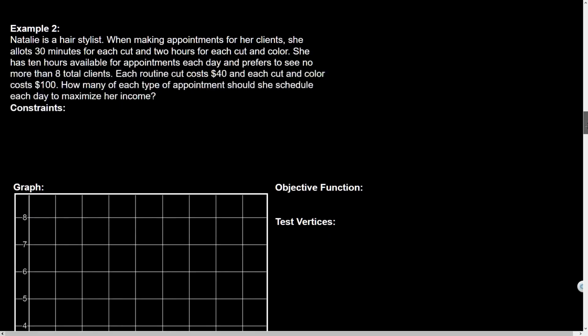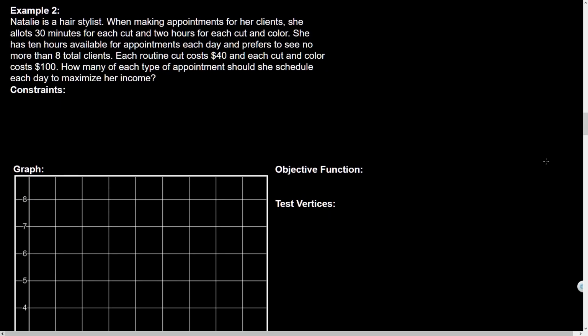So let's keep going. Here's a couple more examples. Let's see. Natalie is a hairstylist. When making appointments for her clients, she allots 30 minutes for each cut and 2 hours for each cut and color. She has 10 hours available for appointments per day and prefers to see no more than 8 total clients. Each routine cut costs $40, and so these are costs to the customer. So that's what she charges. So she's going to try to maximize her income.